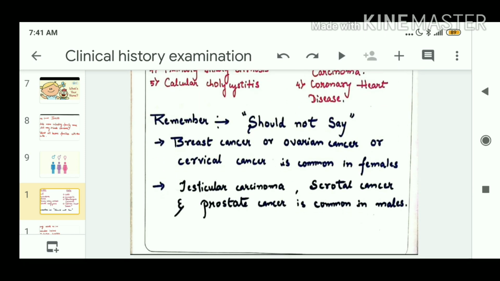But remember, you shouldn't say that breast cancer, ovarian cancer, cervical cancer are common in females. Testicular cancer, scrotal cancer, prostate cancer are common in males. Why? Ovarian cancer, cervical cancer will be in females itself, not in males. You should not say that they are common in females, isn't it? Testicular cancer, prostate cancer, scrotal cancer, they will be present in males itself, not in females. So you should not say that.